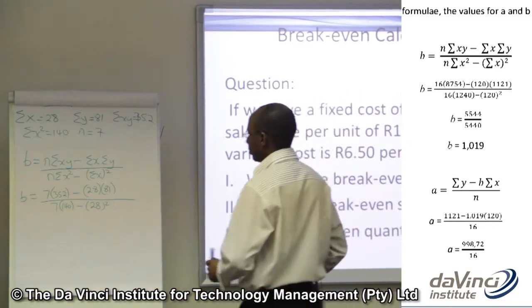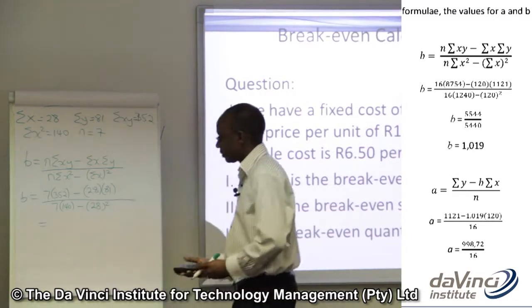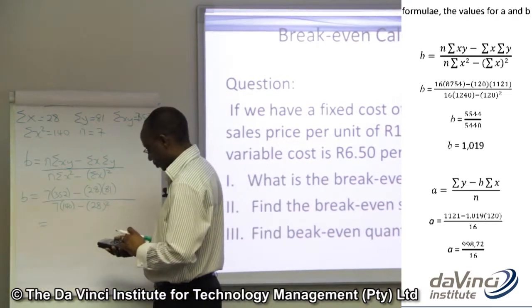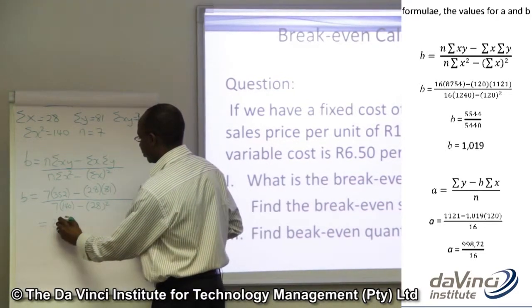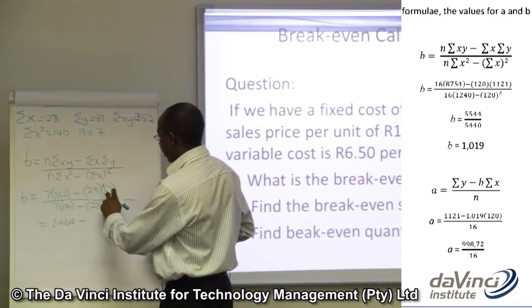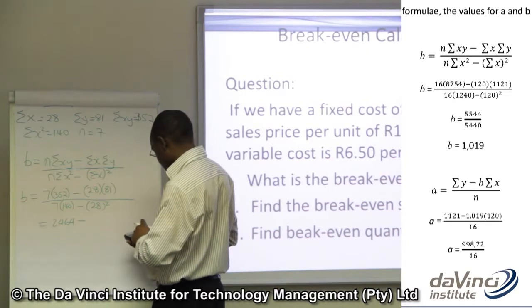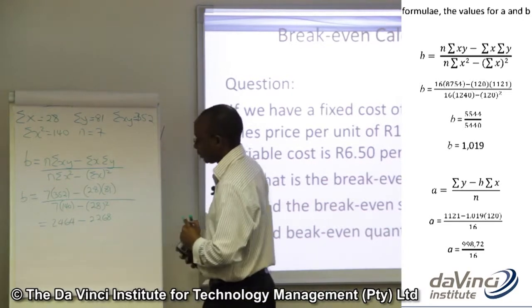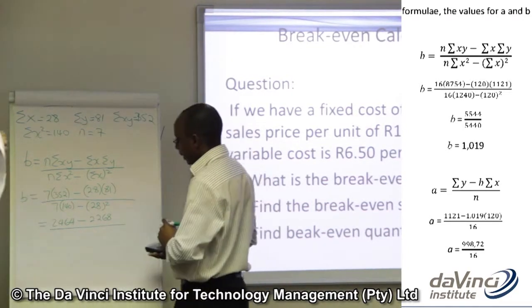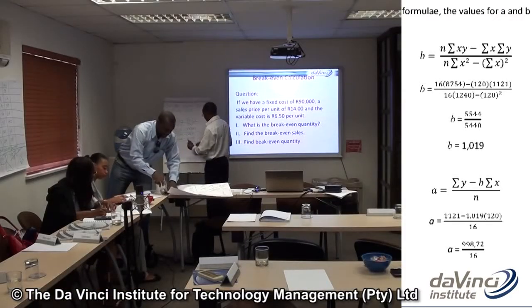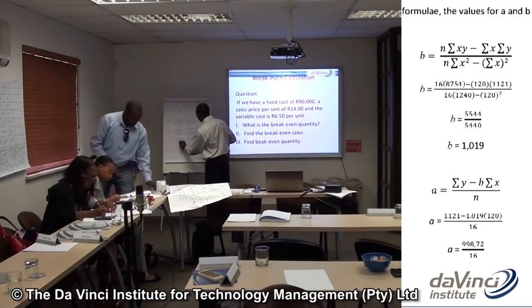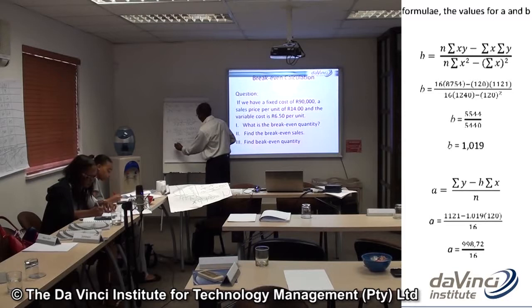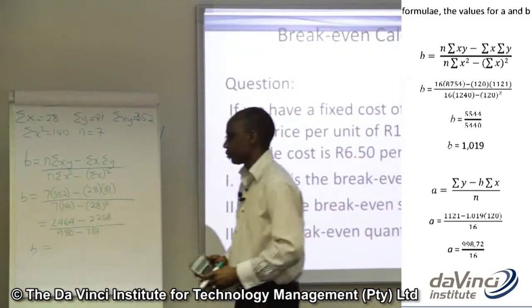Now we solve with our calculators. 7 by 352 gives us 2464. 28 by 81 gives 2268. Divide by... what's the value of b?